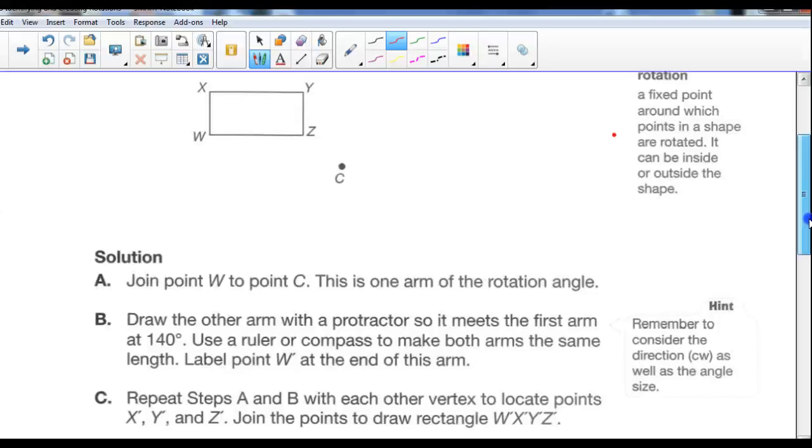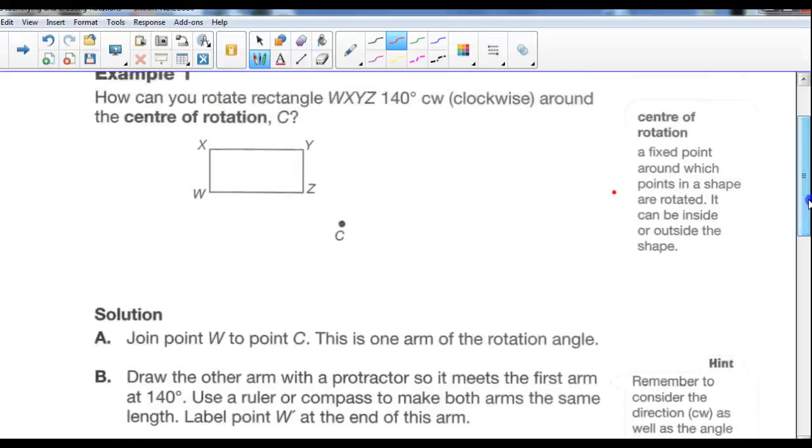So solution: join point W to point C, because that's the arm of rotation, that's the rotation angle. So you take a ruler, and as straight as you can, you're just going to connect that right there. And then you're going to put your protractor on here, and you're going to mark 140 degrees. Now 140 degrees is approximately right there.